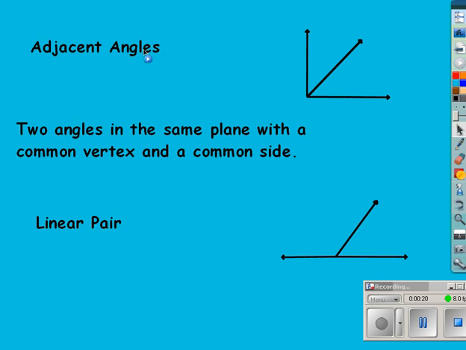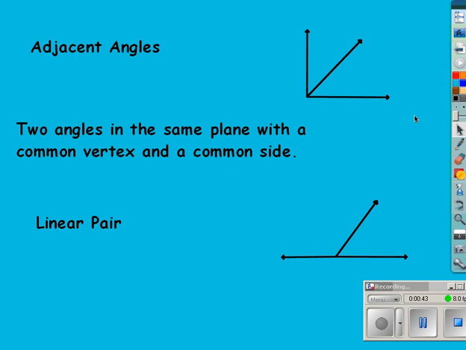You'll notice in the picture I have here, I've got two angles. I'm going to pull them apart here. I pull them apart, I've got my two angles. When I put them together, they share a side and a vertex. So those two angles are adjacent. They're right next to each other. They share a side, which is the ray, and they share a vertex. So those are adjacent angles.